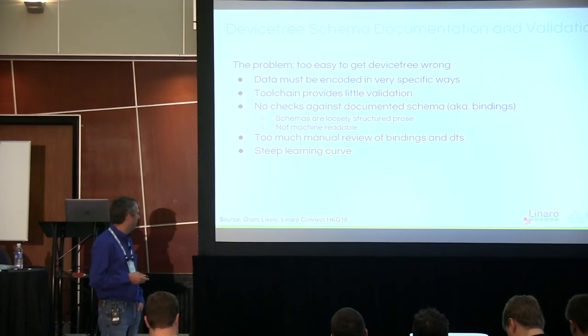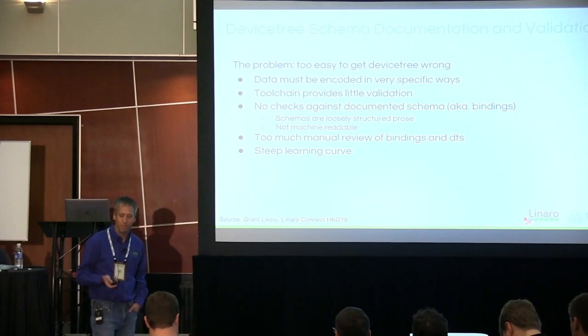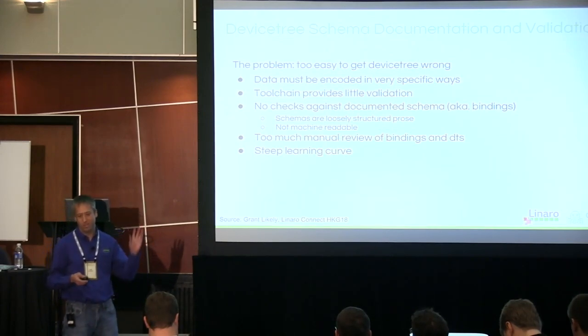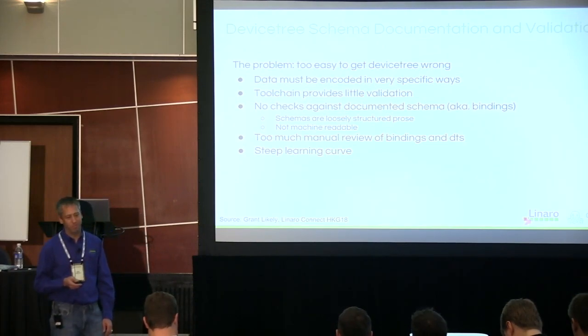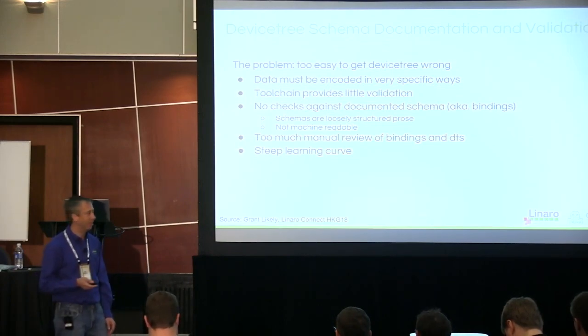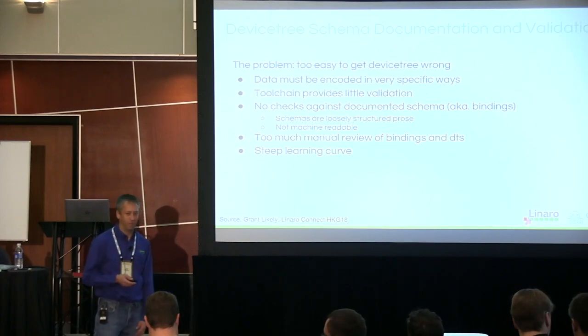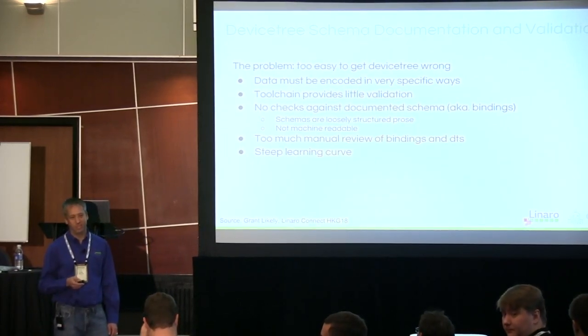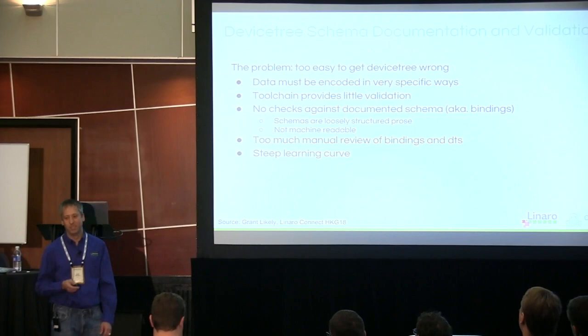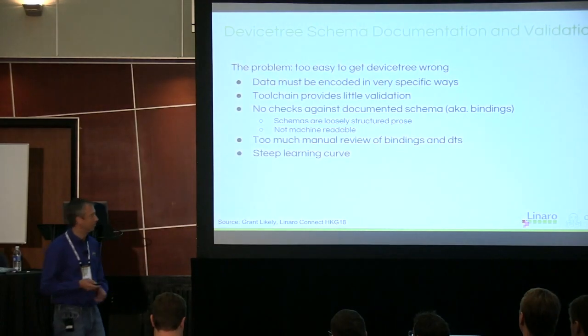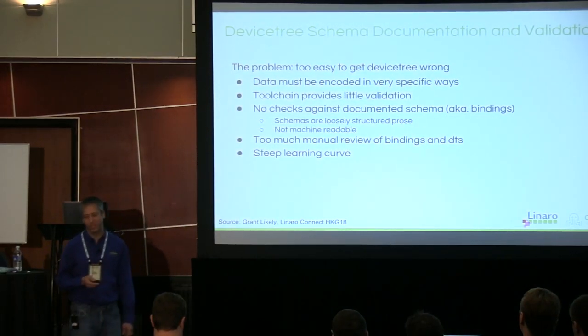There are no checks against the documented schema, so it's freeform text. What you write in the binding document may or may not match what ends up in the DTS, and it's not always clear what the constraints are from the binding document relative to checking a DTS file. And it's too much manual review. Since it's freeform text, it always varies in small ways, and a lot more of this could be automated if we had something machine parsable. And it's a steep learning curve, learning device tree.